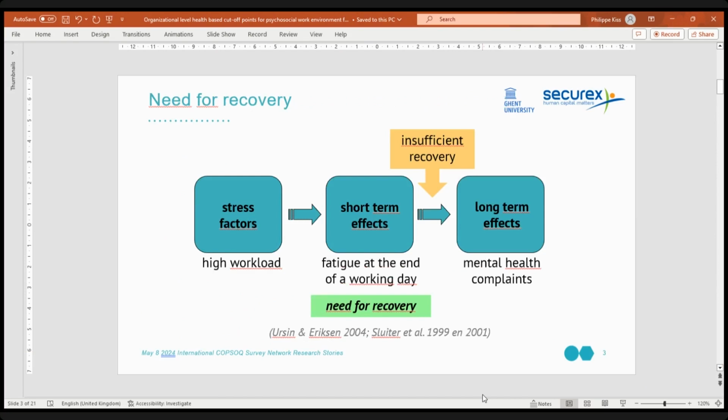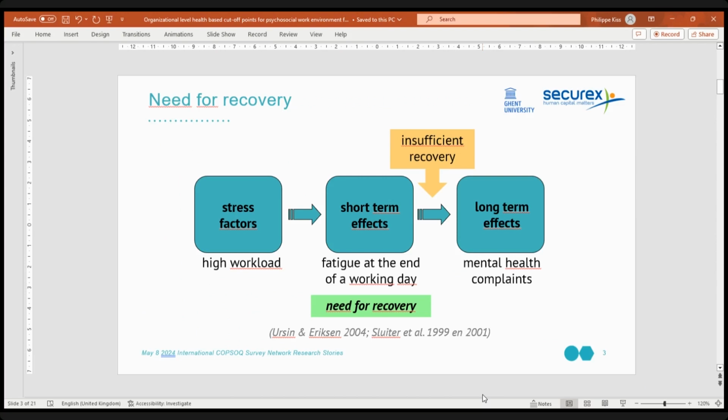Before I continue, I would like to have some words on need for recovery. Certain stress factors, whether they are work-related or not work-related, can result in short-term health effects, which express themselves as fatigue at the end of a working day. On itself, that is no problem. Everybody is tired when he has finished his working day.